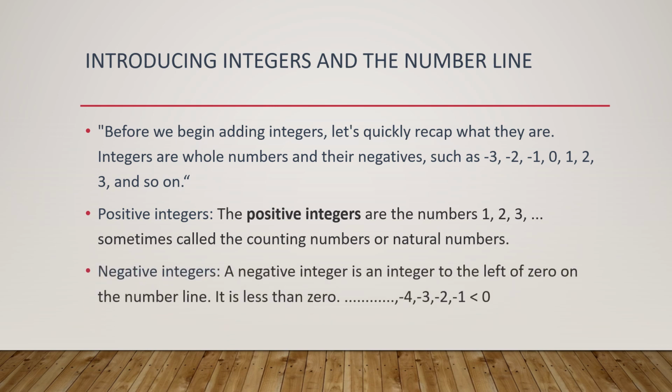So what are negative integers? A negative integer is an integer to the left of 0 on the number line. It is less than 0. So all the numbers which are less than 0 are negative: -1, -2, -3, -4 and it goes on. It does not stop at a certain limit. It goes on because we don't know where the numbers end.